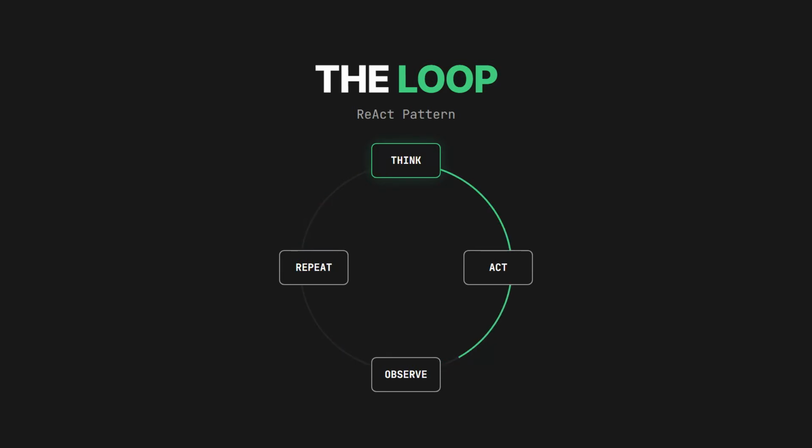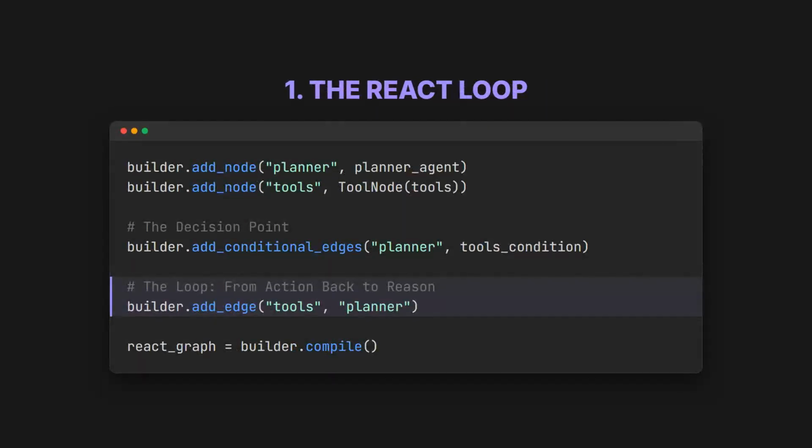Let's build a trip planner. This brings us to the most powerful pattern in agentic AI, the ReAct loop. Reason, act, observe. We build a graph with two main nodes, planner and tools. But the secret sauce is the conditional edge. The tools condition logic is simple. Did the planner return a tool call? If yes, route to the tools node. If no, and it just replied with text, end the graph.